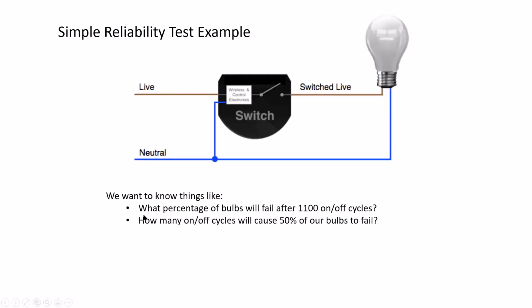We would like to know things like what percentage of bulbs will fail after 1100 on-off cycles. That might be one question that we ask. Or maybe it's how many on-off cycles will cause 50% of our bulbs to fail? It kind of turns that first question inside out. Those are the kind of things that we might like to study about this failing light bulb.